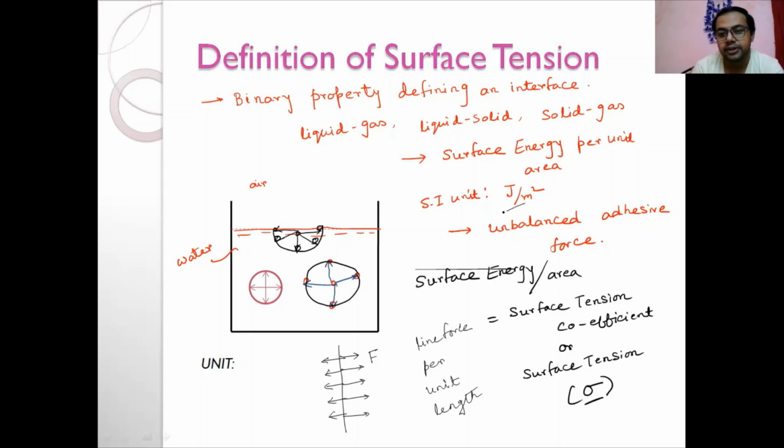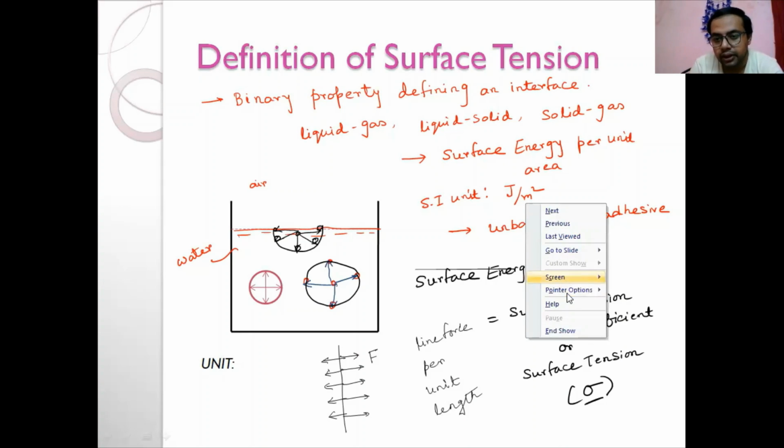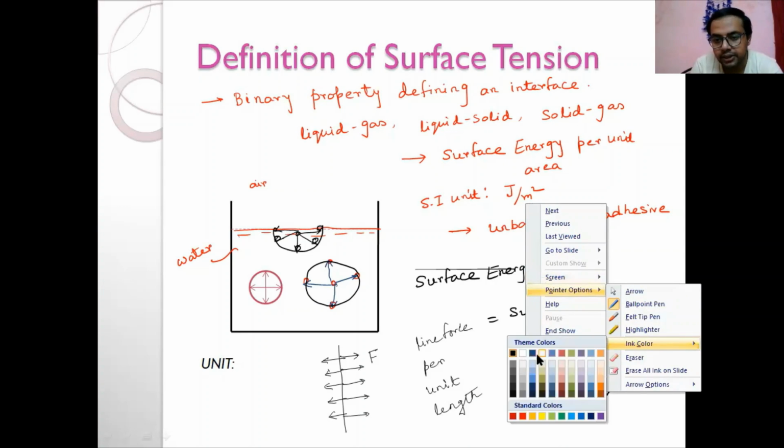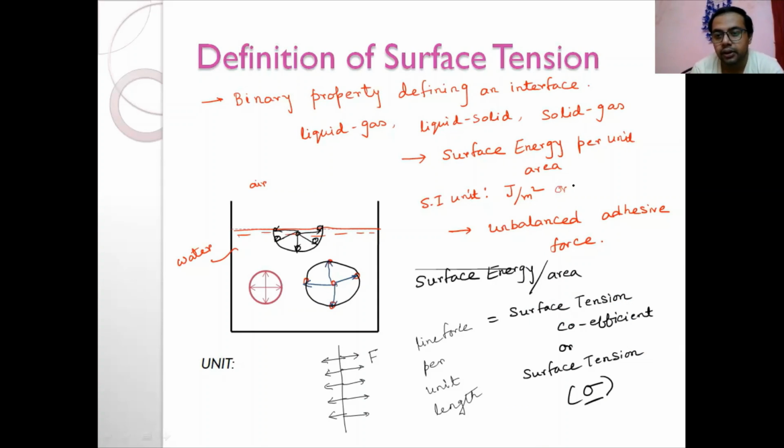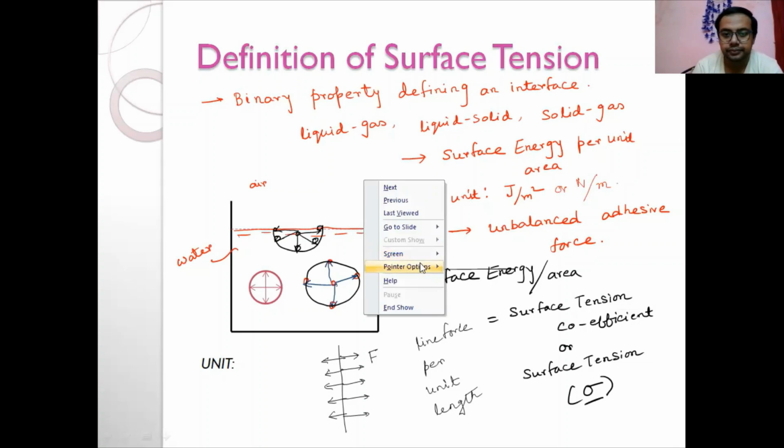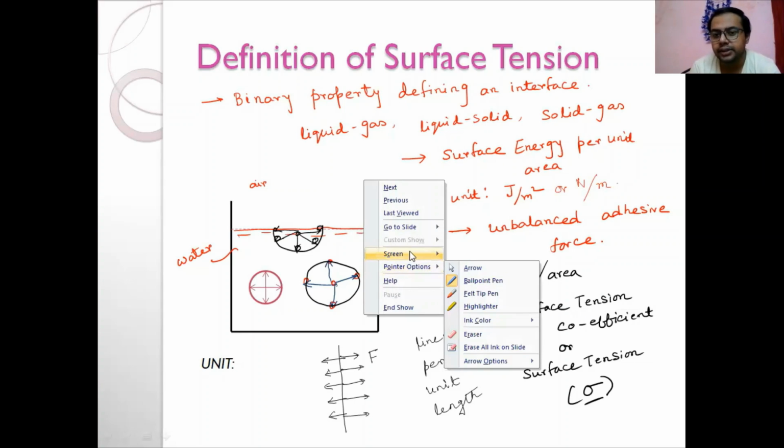So the unit of the surface tension we are talking about here is either joule per meter square or Newton per meter. Either joule per meter square or Newton per meter. That is the case here. So that is the definition.